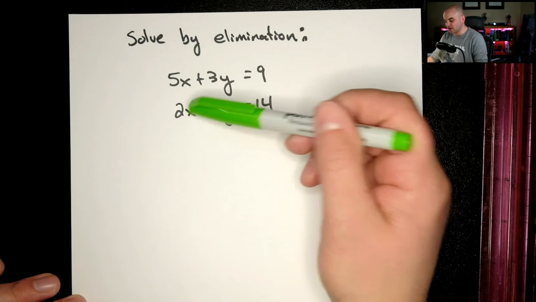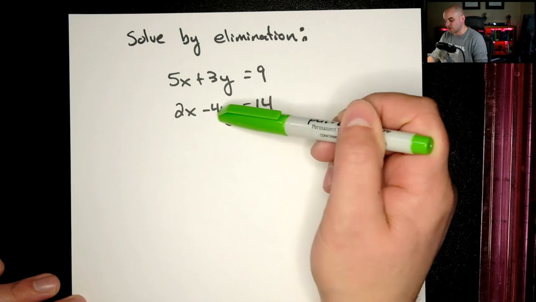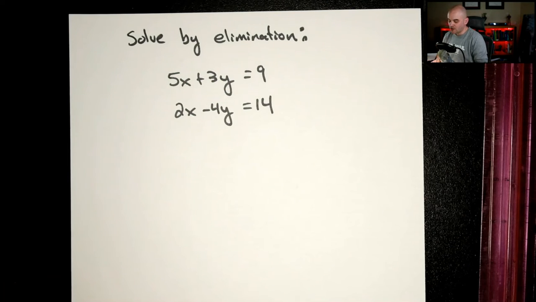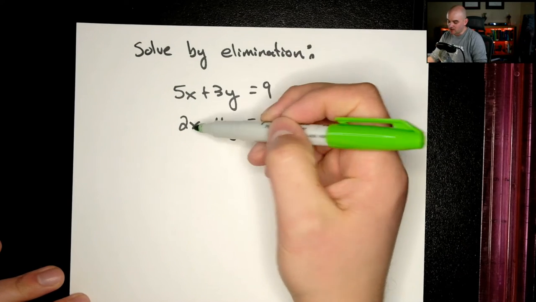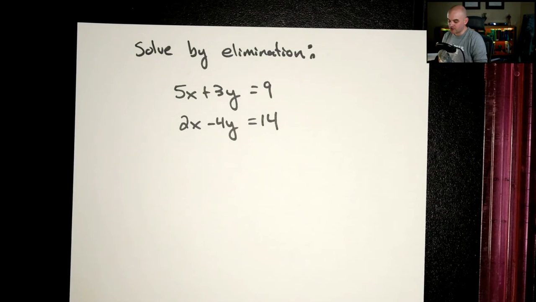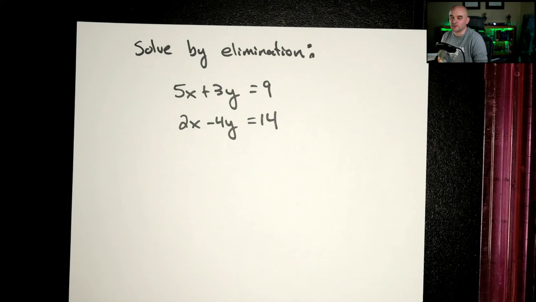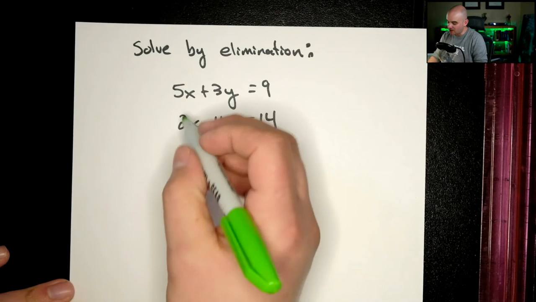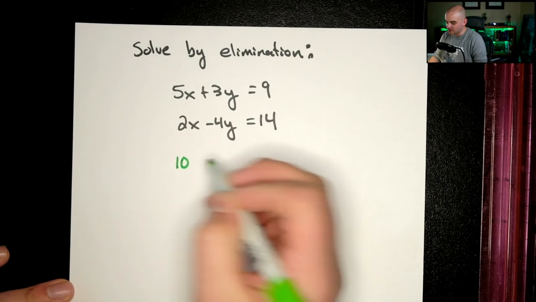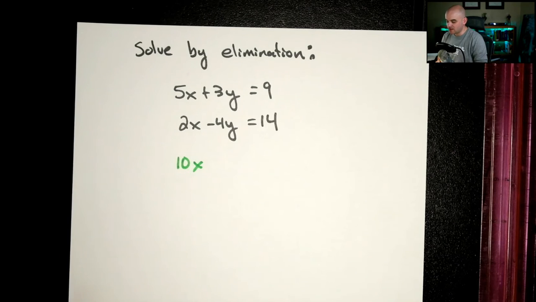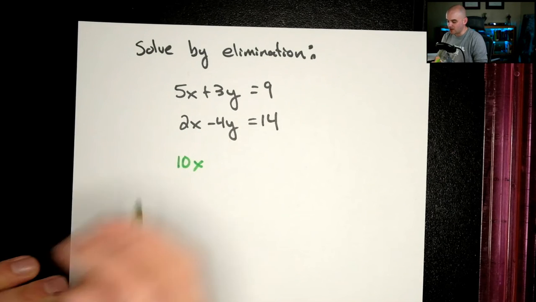So you can eliminate the x's, which is what I'm going to do, or you can choose to eliminate the y's, whichever one you want to do. But you want to pick one and then find the least common multiple of their coefficients. So a number that 5 and 2 will both go into. In this case, it's 10. So I want to make that top one look like 10x. And to get there, I'm going to multiply the top by the number 2.